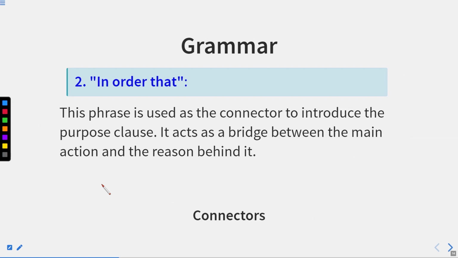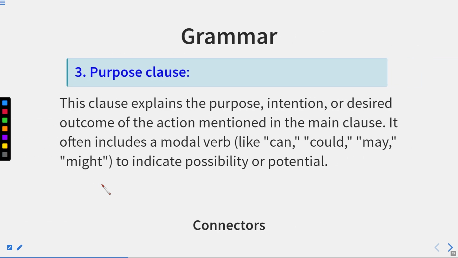After that, in order that is a phrase used as the connector to introduce the purpose clause and the main clause. It acts as a bridge between the main action and the reason behind it. So, in order that is just a connector, just a bridge between these two clauses. Now, purpose clause. This clause explains the purpose, intention, or desired outcome of the action mentioned in the main clause. It often includes a modal verb like can, could, may, might to indicate possibility or potential.